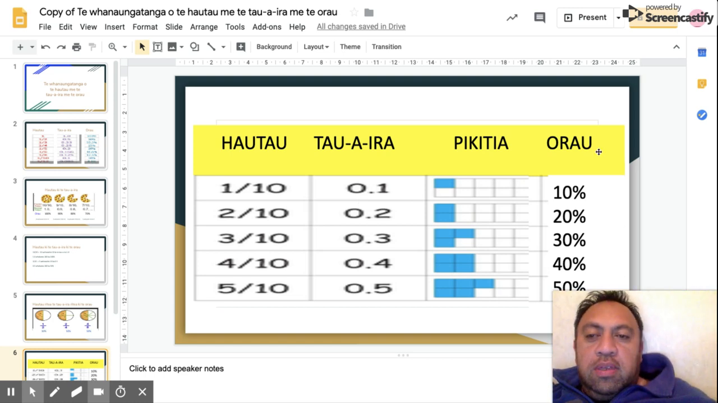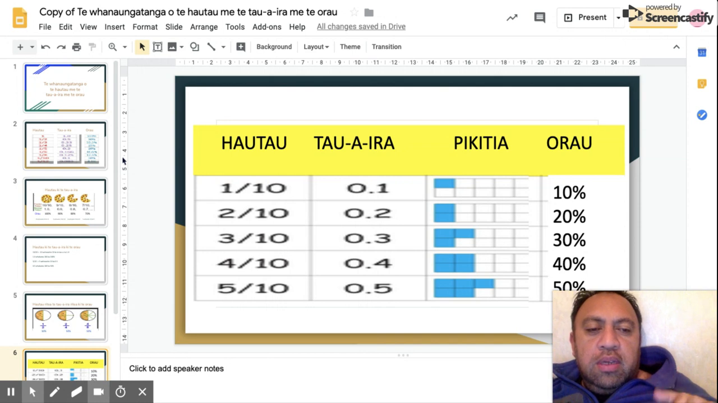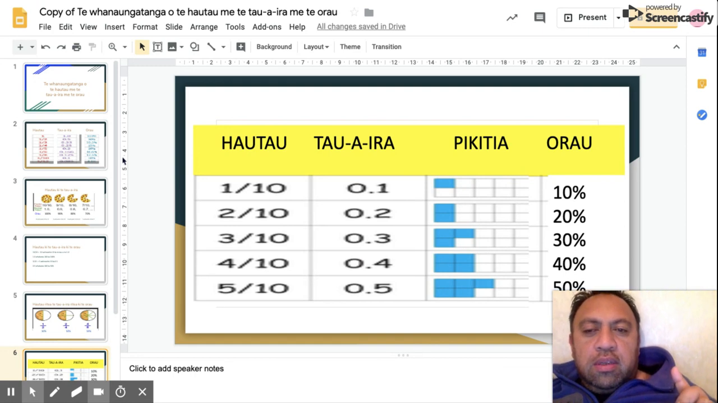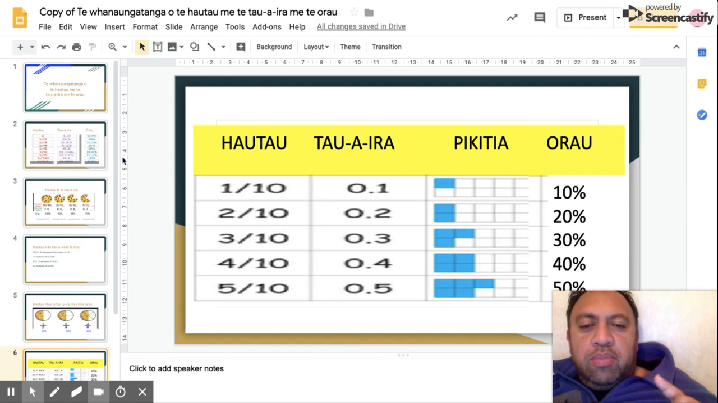Kia ora koutou. Now we've just finished doing Hautau to Tauaira. Now we're going to focus on from Tauaira to Orau. So what that means in English is from fractions into decimals into percentages.